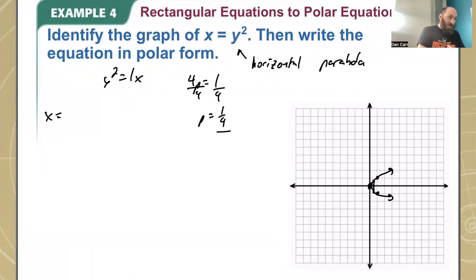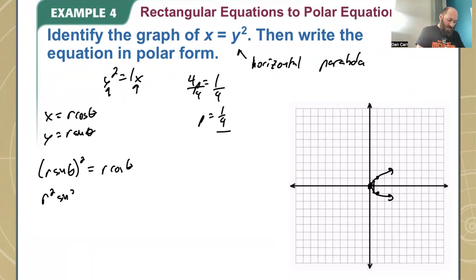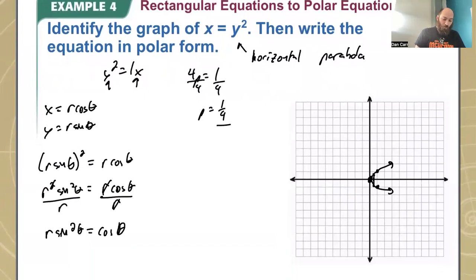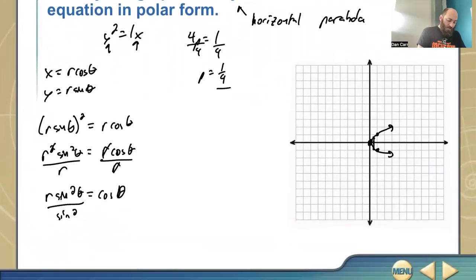But if we use our x equals r cosine theta, y equals r sine theta, those are both going to replace this and this. So that means I have (r sine theta) squared is equal to r cosine theta. If I multiply that out, that is r squared sine squared theta equals r cosine theta. We have extra r's here, so let's go ahead and divide that out so it gets rid of one of these. So that means r times sine squared theta is equal to cosine theta. And remember, with our polar equation, we want to get this equal to r. So I just divide both sides by sine squared theta.